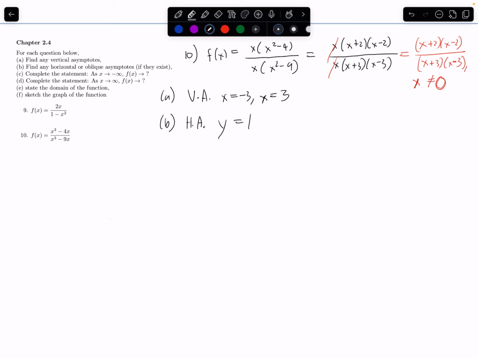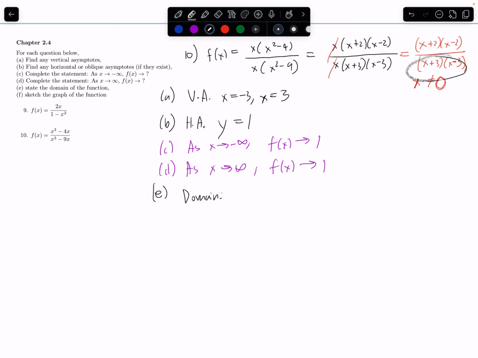That was part B. Let's go on to part C. And part C and part D, these are follow-ups to part B, right? What happens as x goes to -infinity? Well, f of x is going to approach that horizontal asymptote. And same thing as x approaches positive infinity, f of x is going to approach that same horizontal asymptote. Okay, letter E, state the domain of the function. Okay, domain is going to be everything except for these vertical asymptotes and also this discontinuity that we have.